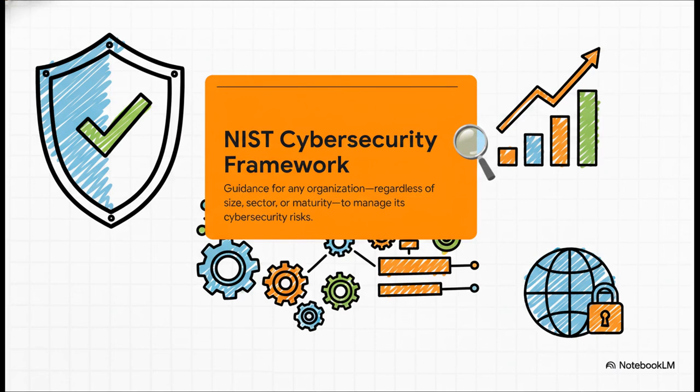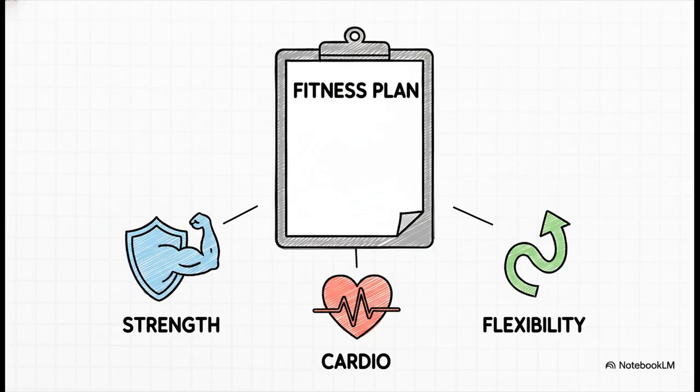So what is it really? Well, it's voluntary guidance from the National Institute of Standards and Technology. And the most important words there are voluntary and any organization. This is not some rigid one-size-fits-all rulebook. Think of it more like a flexible toolkit that's designed to be useful whether you're just getting started or you're already a huge corporation. A really great way to think about it is like a fitness plan for your company's digital health. It's not going to tell you exactly how many push-ups to do, but it lays out the really crucial areas you need to focus on. Your strength, your cardio, your flexibility, so you can be healthy and, more importantly, resilient.